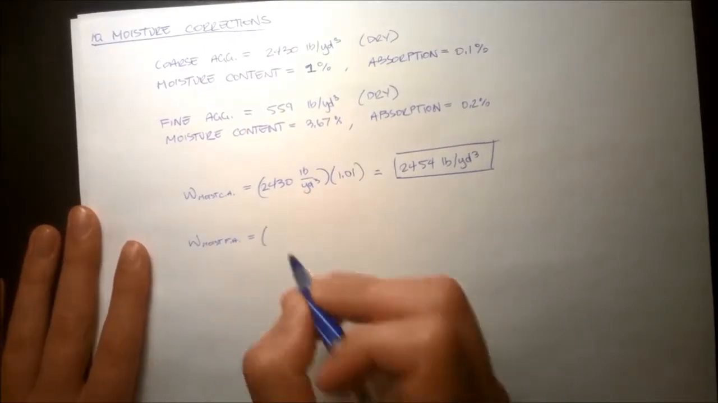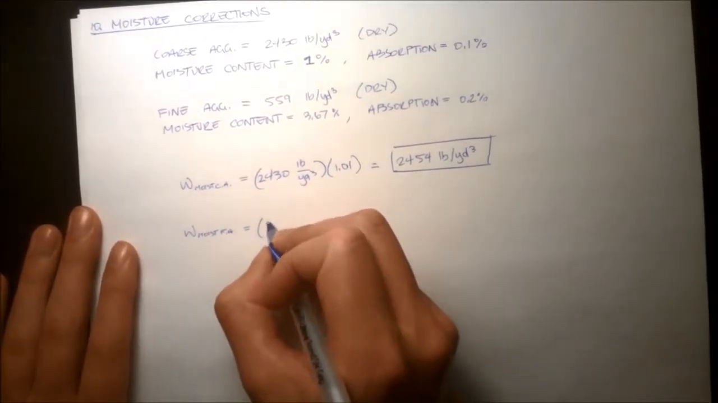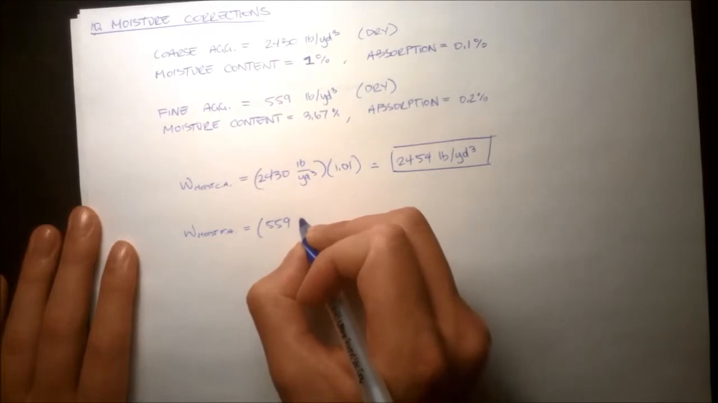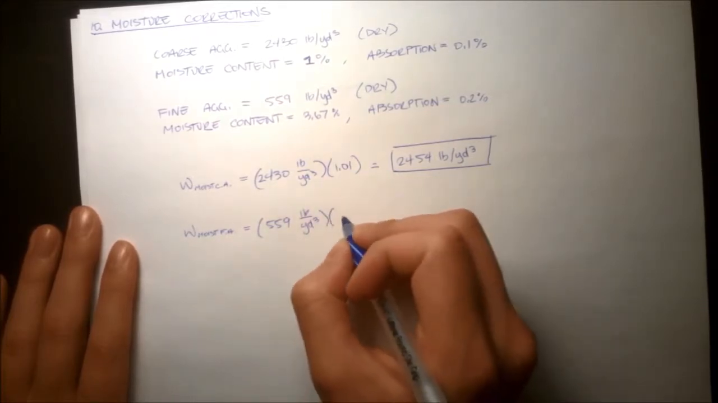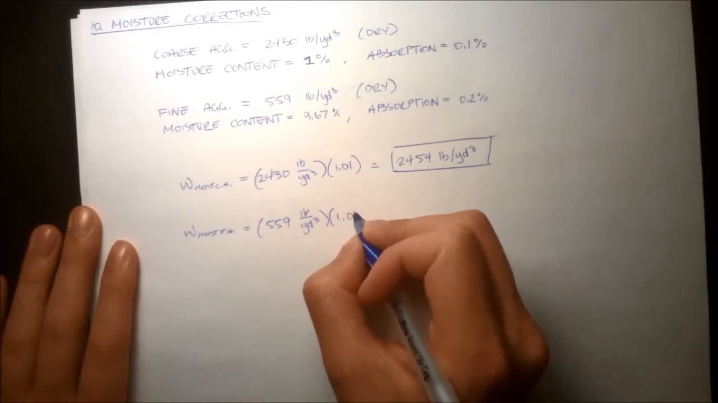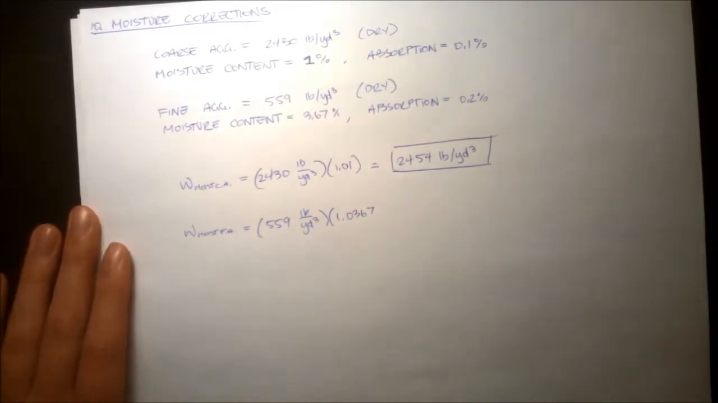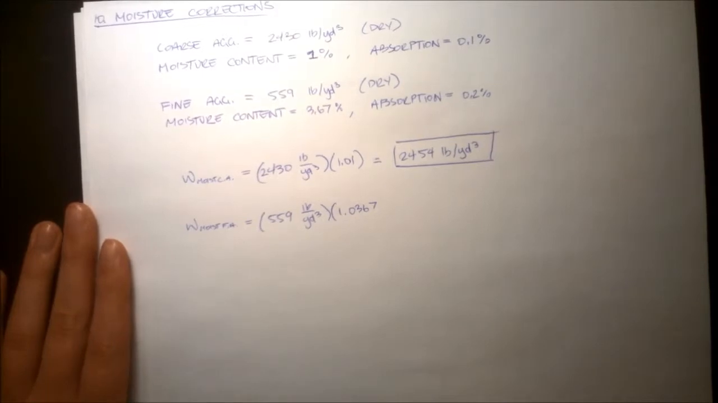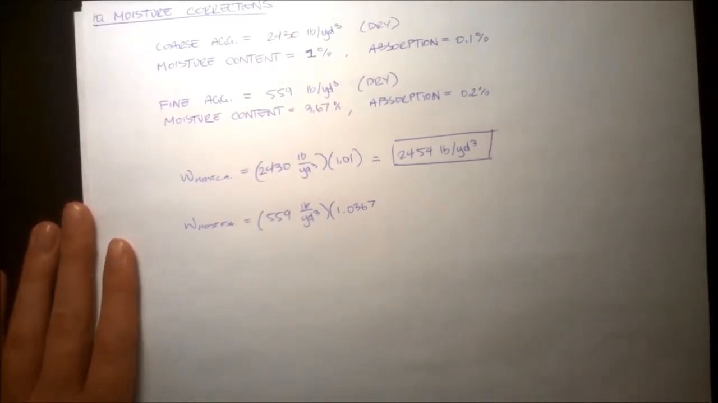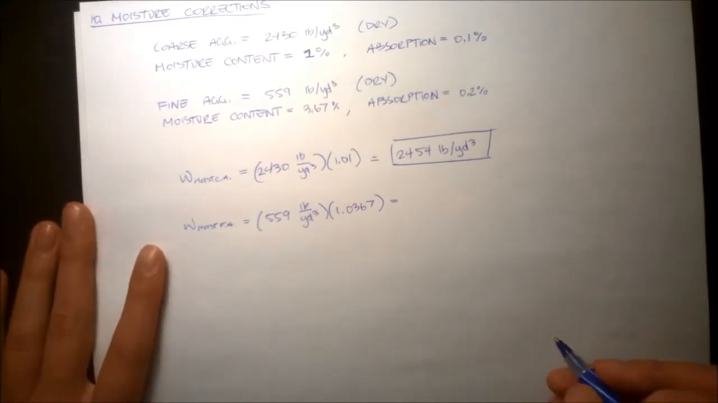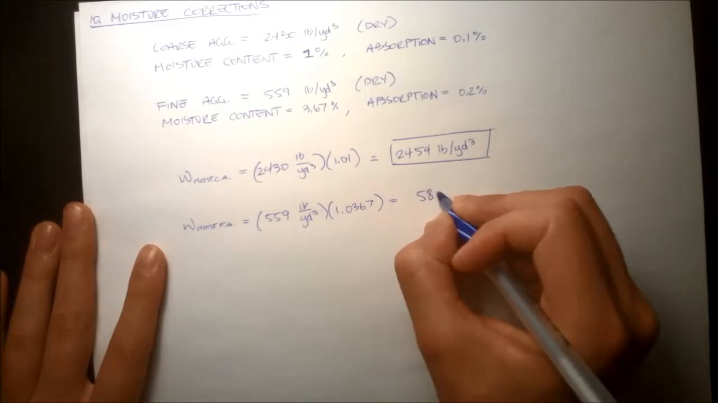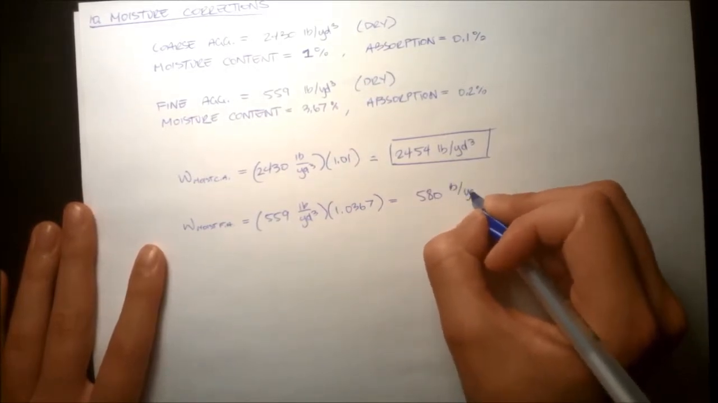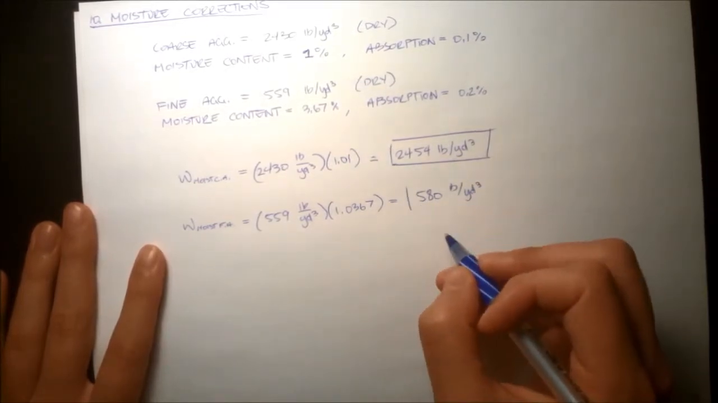And for the fine aggregate, we'll do the exact same thing. We take 559 pounds per cubic yard that we just calculated and multiply it by 1.0367, which is going to correct for the moisture. And that's going to equal 580 pounds per cubic yard.